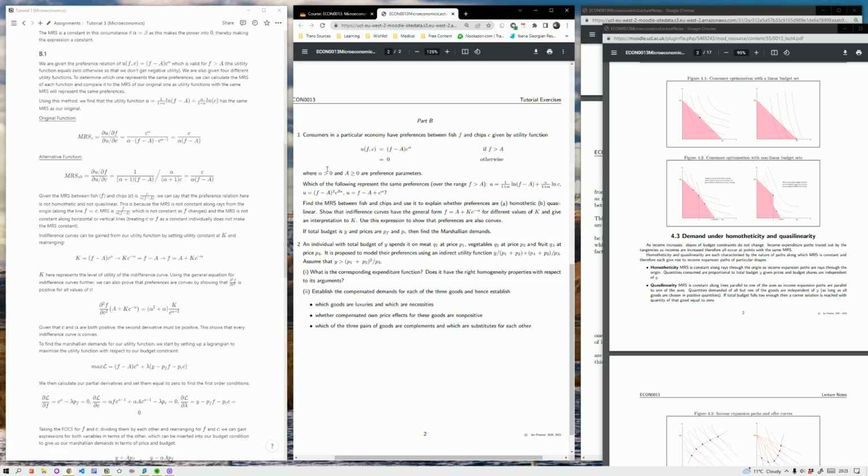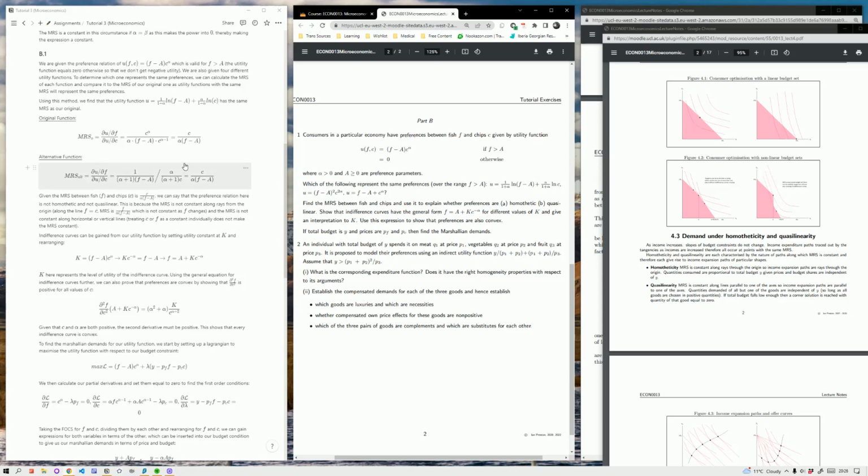So, first one. Consumers in a particular economy have preferences between fish and chips. Could we make this any more generically British? Yeah, we're picking between fish and... No, but they should be complements, shouldn't they? They're not complements. They should be complements. You do not substitute fish for chips. Anyways, well, okay, let's move along.